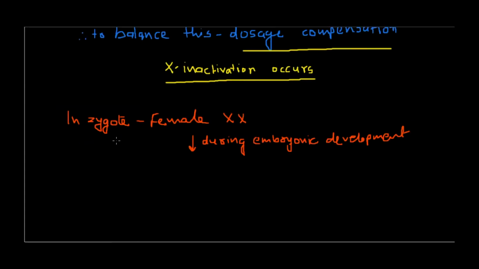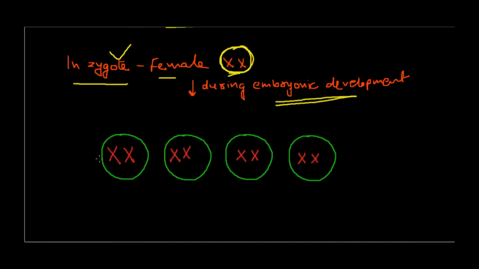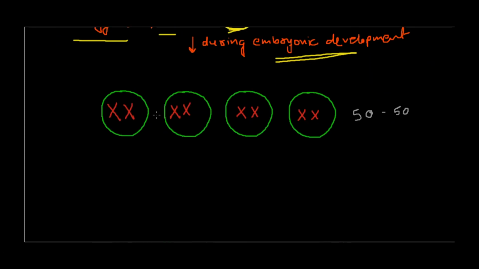So let's begin. Now what happens in the zygote, if it's a female zygote, that is XX chromosomes, in the zygote there will be two X chromosomes present. Now as the zygote divides during embryonic development, in each cell one of the X chromosomes will be inactivated randomly. One of the X chromosomes from each cell will be inactivated. And the chance of which chromosome would be inactivated is 50-50, right? Because it is totally random.